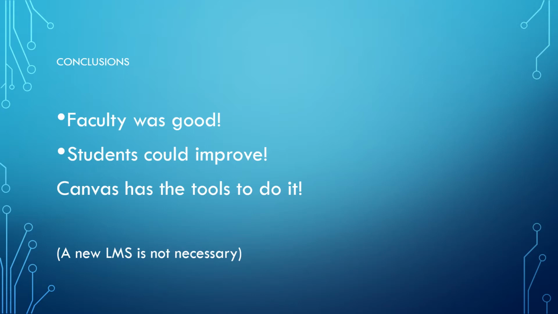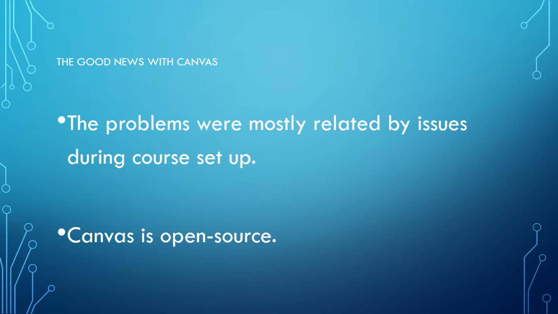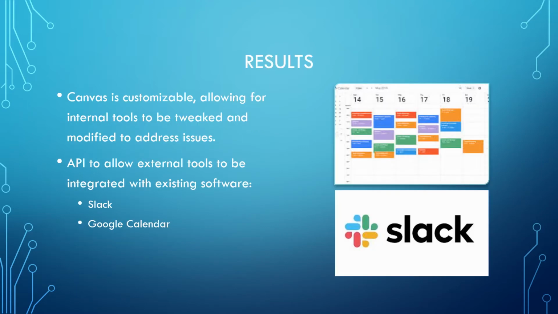So we felt that the best way was really just to modify what we already have, due to the features and functionalities that Canvas already has provided that we just haven't been implementing. Now, when looking at some of these problems that were mentioned before, we did notice that they're related by issues that happened during the course setup. And we also discovered that Canvas is actually open source, made open source by the main company who built it, Instructure.